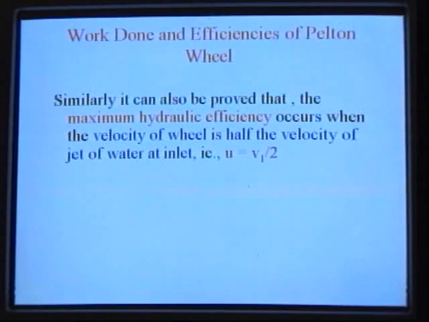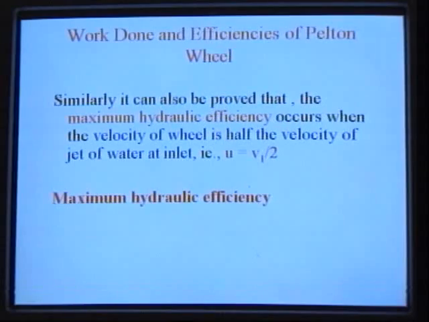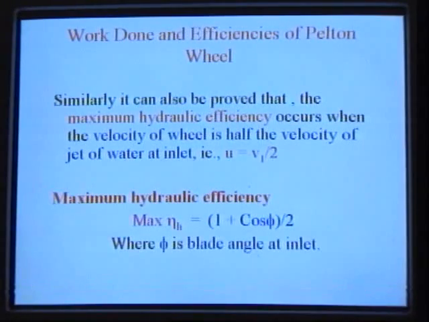Similarly, it can also be proved that the maximum hydraulic efficiency occurs when the velocity of wheel is half the velocity of jet of water at inlet, that is U is equal to V1 by 2. Substituting this value, we get the maximum hydraulic efficiency is equal to (1 plus cos phi) divided by 2, where phi is the blade angle at inlet.